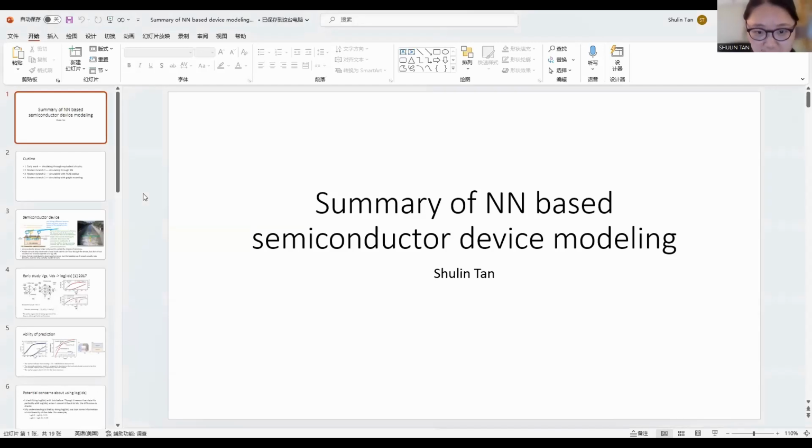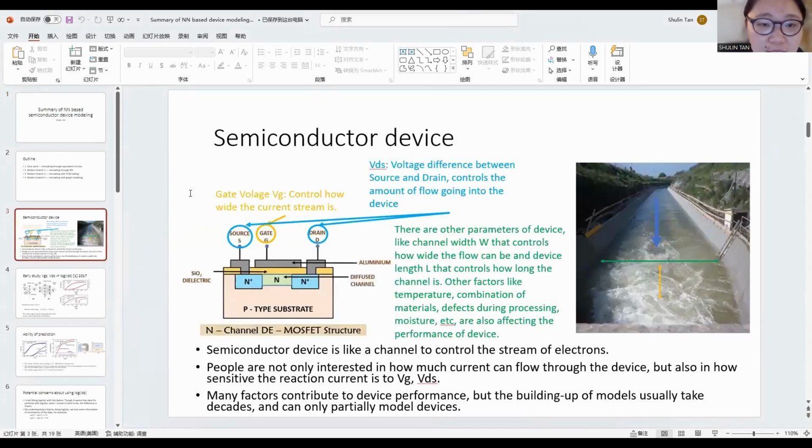Actually, I want to talk a little bit about a new field. People are starting to use neural networks or deep learning to model semiconductor devices. But first I want to introduce a little bit about what a semiconductor device is, like how it works. So I hope it will be easier for everyone to understand.